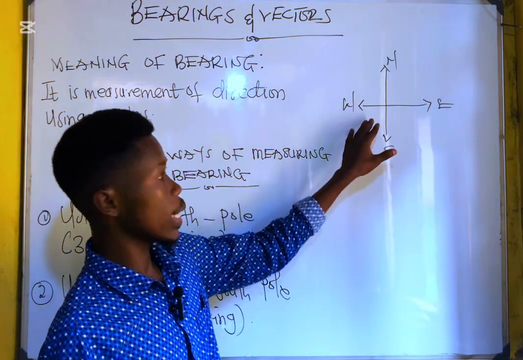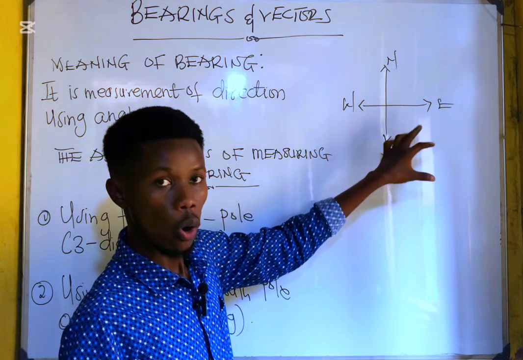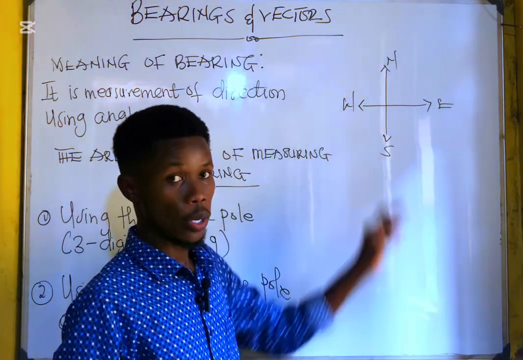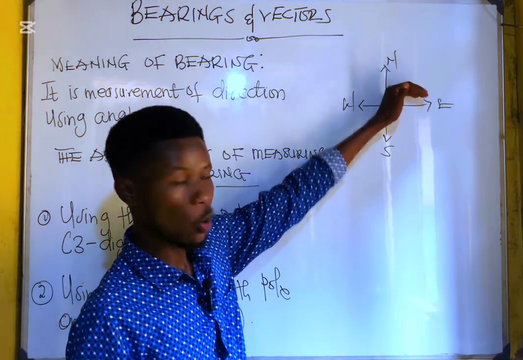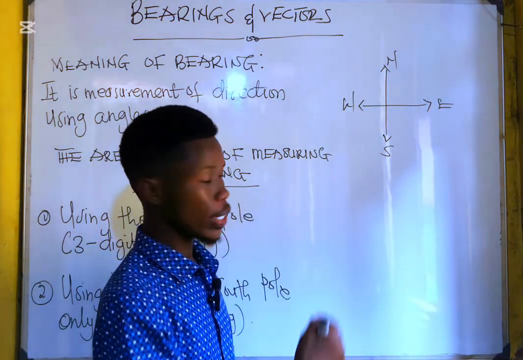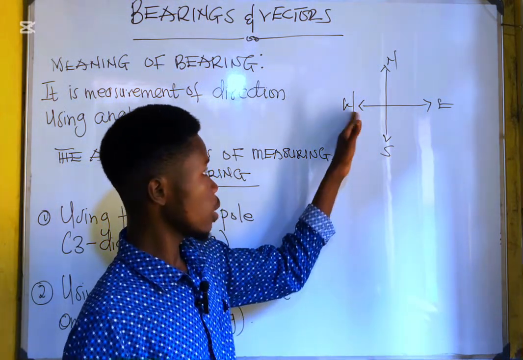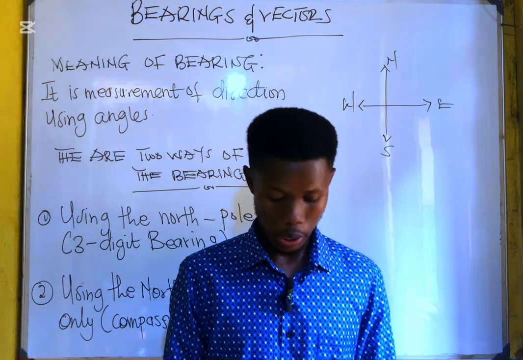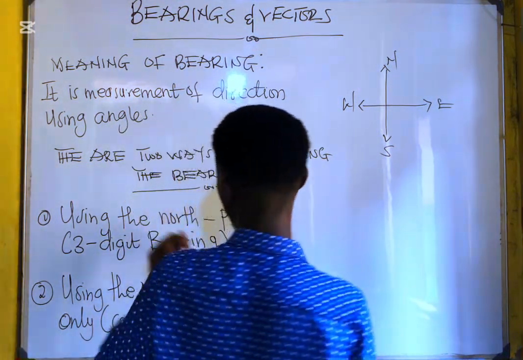So looking at this, these are the cardinal points. This is what is going to help us get all the bearings that we are going to do. So you must study these cardinal points very well. If you don't know that the north is at the top, the east is at your right side, the south is the bottom or the down, and the west is at your left side, study that because you're going to use it.